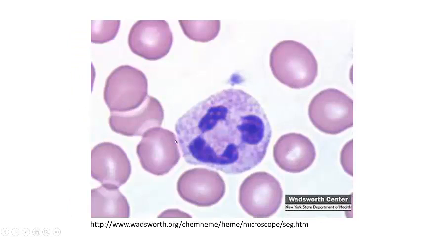What type of leukocyte is this? I hope you said, oh, that's a neutrophil because it has that segmented nucleus. And here we have more erythrocytes.